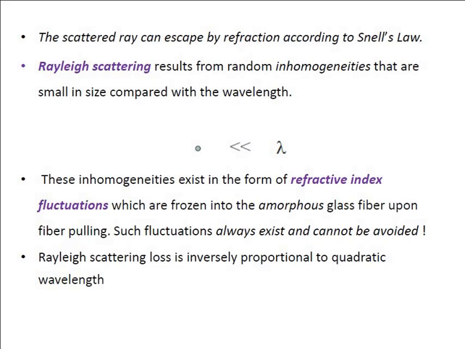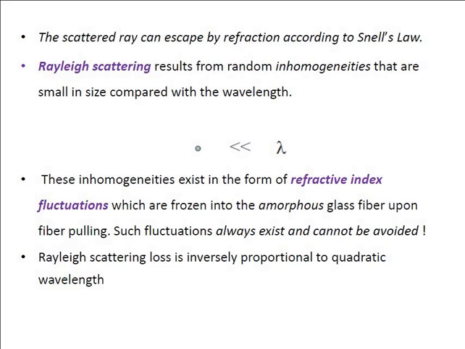Extend up to the infrared region. Okay, it starts from the ultraviolet region and extends up to the infrared region. It is a fundamental loss mechanism, and it arises due to microscopic fluctuations in density. If there are any microscopic fluctuations in density, this Rayleigh scattering will occur. It leads to random fluctuations in the refractive index. If there are any random fluctuations in the refractive index, this Rayleigh scattering will occur.